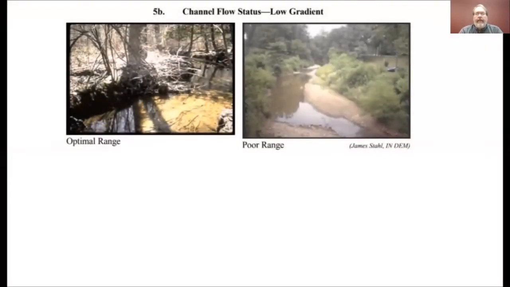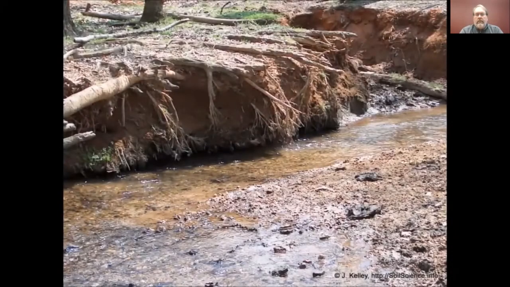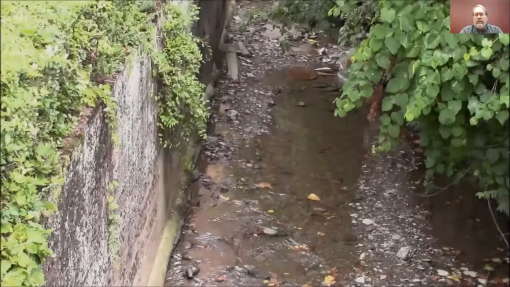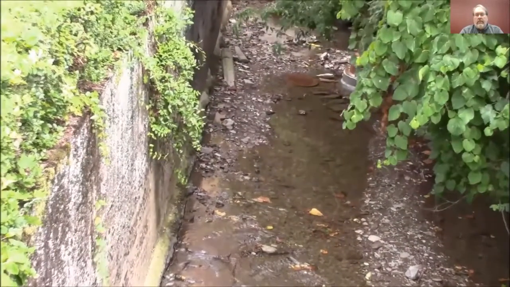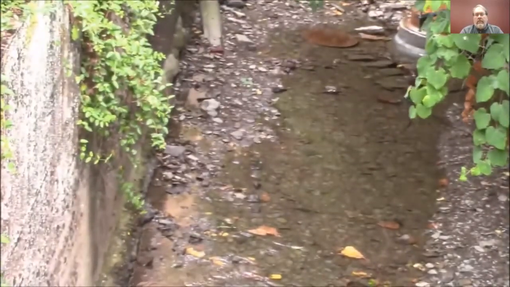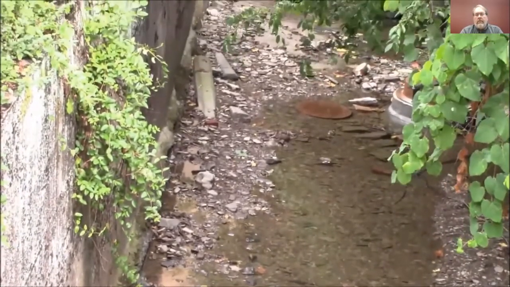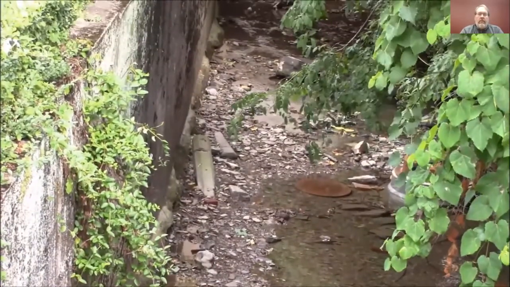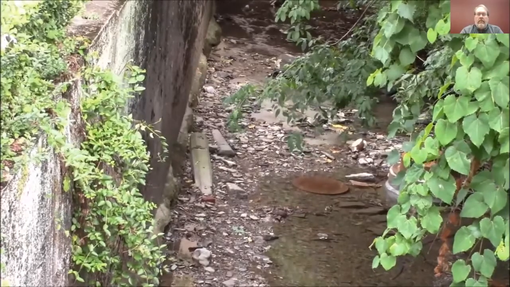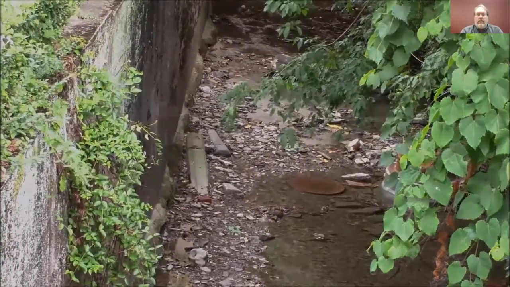Let's now move on to the next category, channel flow status. This measures the degree to which the stream channel is filled with water. Streams that do not fill most of the available channel are said to have a low flow rate. We can see that in the urban stream, quite a bit of the stream bed is exposed. Roughly speaking, anywhere from 50 to 75% of the stream bed is left barren. As a result, my verdict is marginal, 8 out of 20.